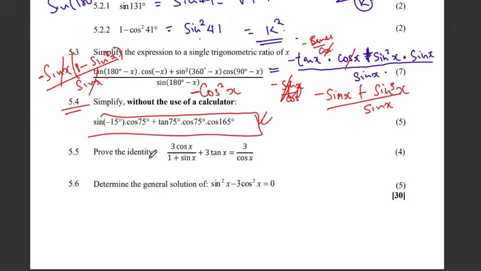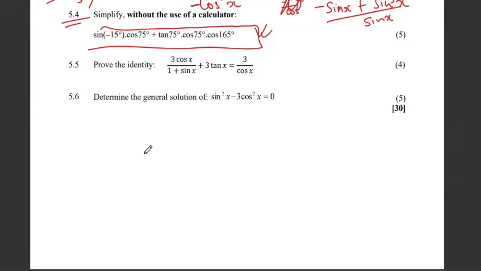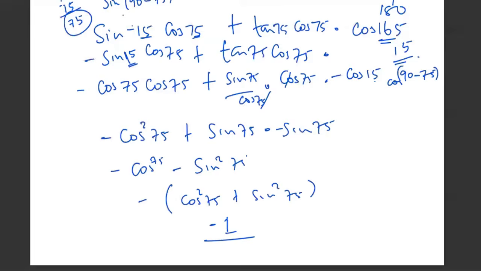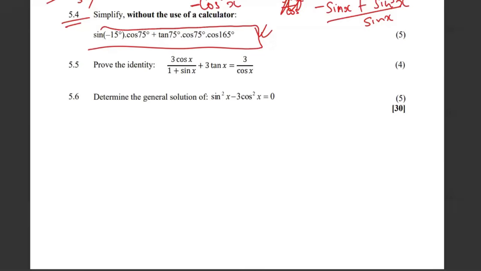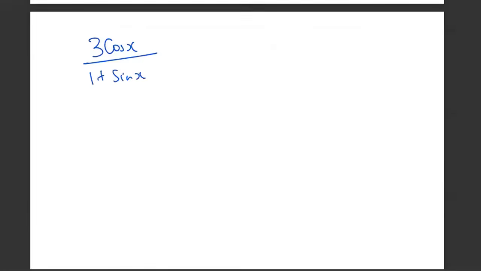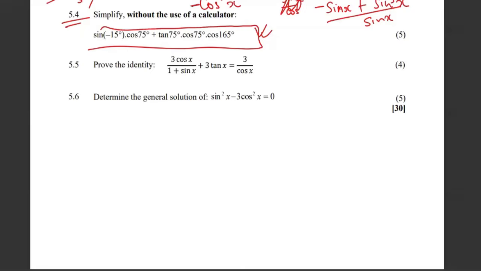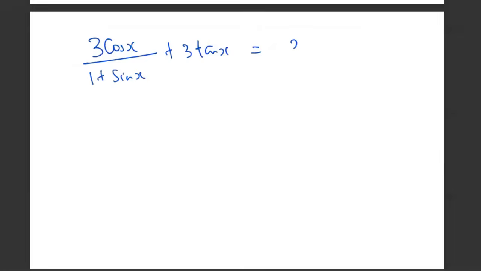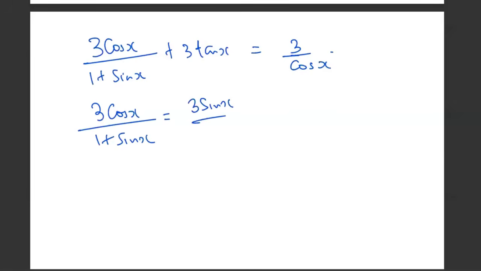Then 5.5, they want us to prove this identity. Okay, so we have a 3 cos of x, let's put it here, 3 cos of x, and we are dividing it by 1 plus sine x, plus 3 tan x. It should be equivalent to 3 over cos x. Okay, let's change this into sine over cos. So 3 cos of x over 1 plus sine x plus 3 sine x over cos x. This is a plus.